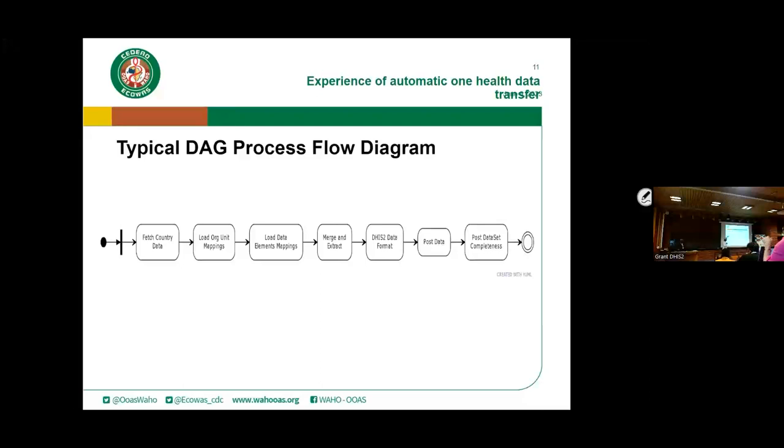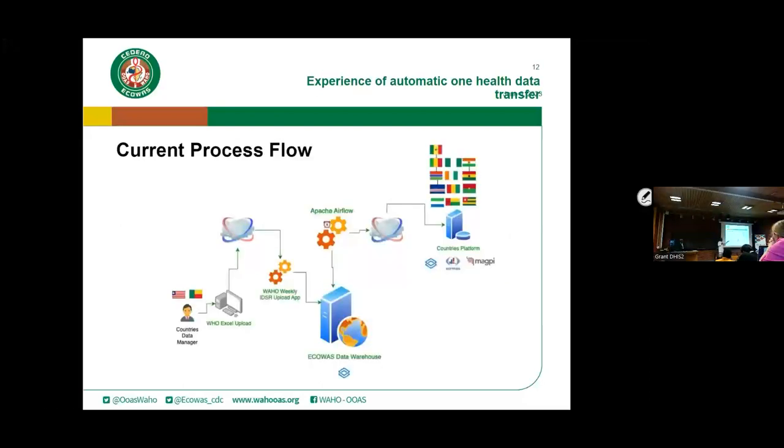So for each DAG, we fetch the country data, we load the data elements mapping for that country, we do some merging, and we format it in DHIS2 import format, we send it to the DHIS2, and we log whether failures or successes. And that's the end of the process. So then we have agreement with member states on when these DAGs can run.